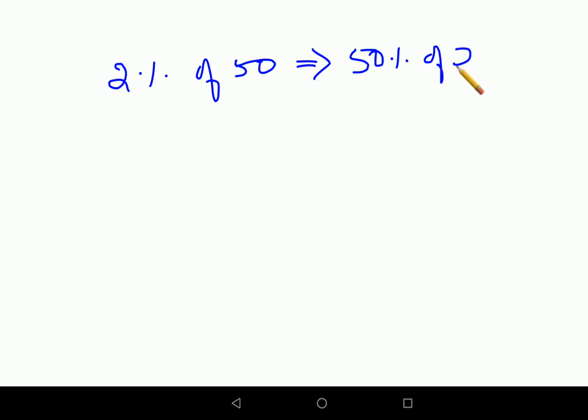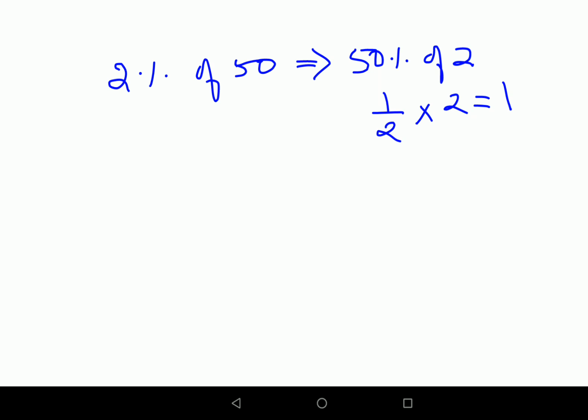Now please understand, let's say what is 2% of 50. If that is the case, let's write it as 50% of 2. 50% is nothing but half into 2. Answer is 1. So I hope this is very clear to a lot of y'all.